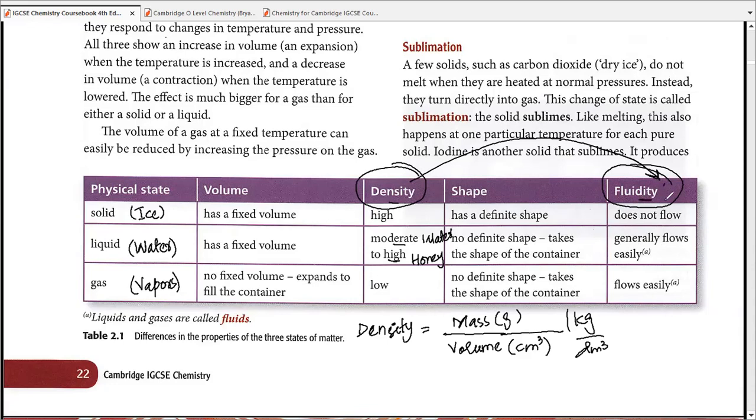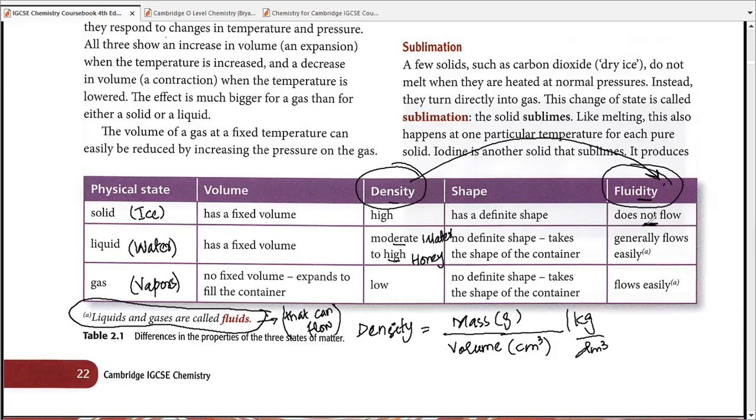Now, fluidity means they can flow. You can see a simple line written at the bottom that gases and liquids are together known as fluids. Fluid means something that can flow, right? So, any state of matter that can flow can be considered a fluid. Since liquids and gases can flow, they are considered fluids. Solids are not considered fluids because they can't flow.